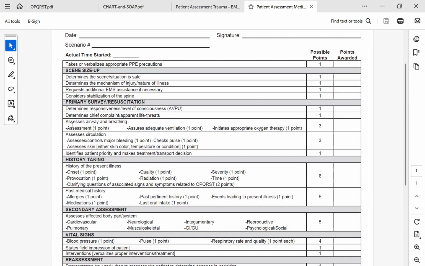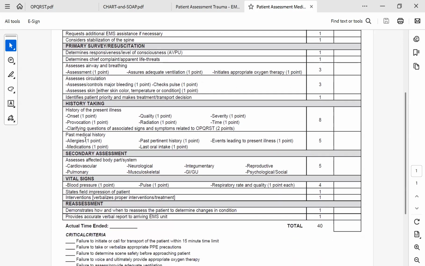We move down into airway and breathing. We're going to assess their airway and breathing, making sure they have adequate ventilation, so good rate, good quality. Do we need to start oxygen on them, and what would we do? Non-rebreather, nasal cannula, bag valve mask. We're going to assess their circulation, so assessing and controlling any major bleeding that you see, checking a pulse, rate and quality, and the regularity of that pulse. We're going to assess their skin, the color, temp, condition. Then we're going to make a transport decision.